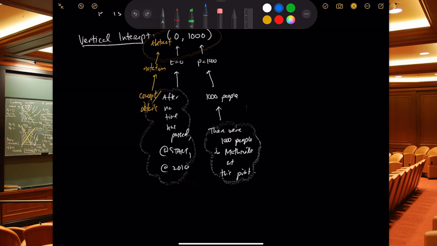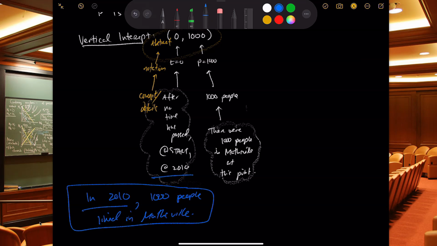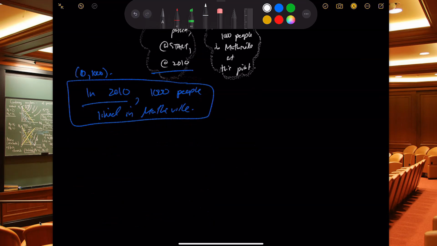So what this means is, in 2010, that's taking this first part, 1000 people lived in Mathsville. So that's what that vertical intercept (0, 1000) means. And how about the horizontal intercept?